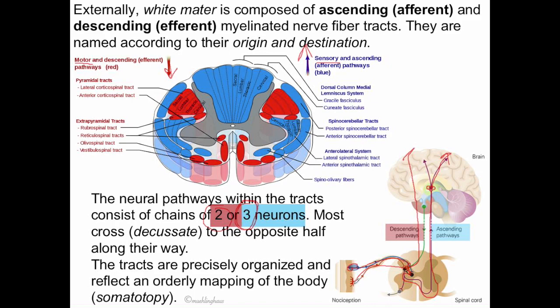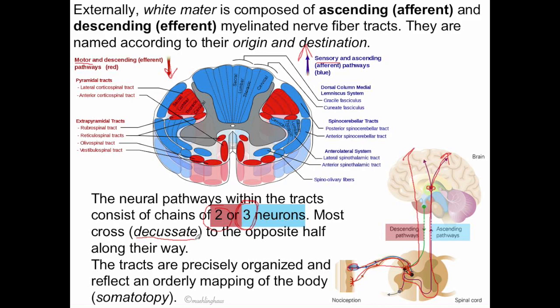Most of the tracts decussate, and that means they cross over to the other side. The sensory tracts, a lot of them cross over at the spinal cord level, and the motor tracts, a lot of them cross over at the medulla oblongata level.